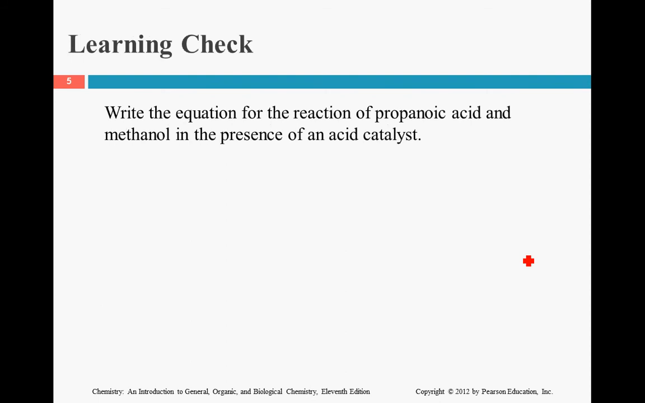Once again, these learning checks look like they're really confusing, but it'll be fine as long as you're able to break it down. So we're writing an equation for the reaction of propanoic acid and methanol. We know that prop is 3, so we have 3 carbons. Oic acid means it's a carboxylic acid. So that's one of our reactants. And methanol, we know that meth is 1. Ol means there's an OH group. So we're going to write the chemical reaction of these two things.